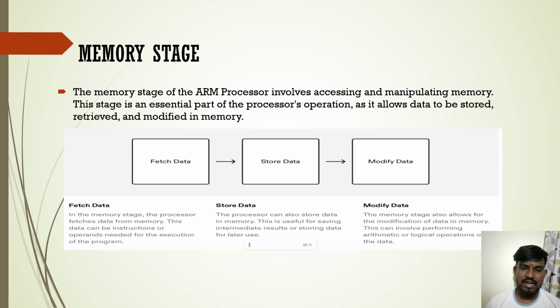The next step is store data. The processor can also store data in memory. This is useful for saving intermediate results or storing data for later use. The next step is modify data. The memory stage allows for the modification of data in memory. This can involve performing arithmetic or logical operations on the data.